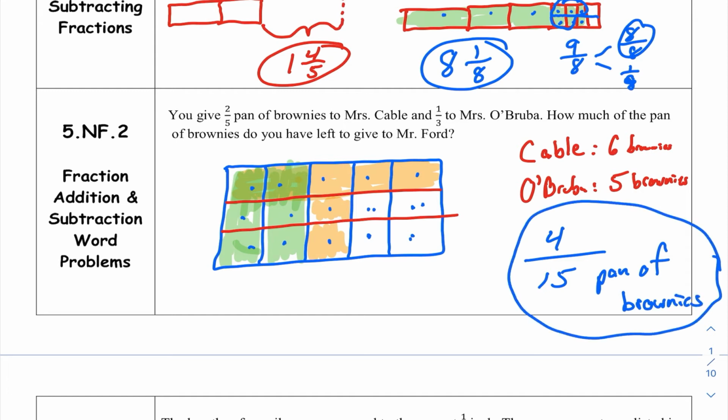Remember, this is just one example of a model. So what I did is I took my pan of brownies, I used it to cut up and figure out what 2/5 would be. That would be 6 brownies. Then I used the same pan of brownies to figure out what 1/3 of the brownies would be. That would be 5 brownies. And then I just determined how many brownies would be remaining. 4 of the 15 brownies.